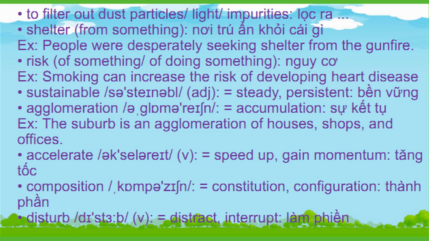Sustainable equals steady, persistent. Agglomeration equals accumulation. For example, the suburb is an agglomeration of houses, shops, and offices. Accelerate equals speed up, gain momentum. Composition equals constitution, configuration. Disturb equals distract, interrupt.